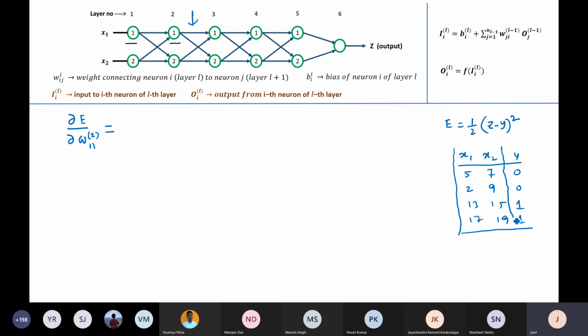x1 and x2 are basically your feature vector, and y is the class label, the output label. By sample, I mean one particular row. If you consider this particular sample, when you are feeding it, x1 in your neural network is going to be 5, and x2 is going to be 7. So when you are applying backpropagation for this sample, you first use 5 and 7, compute the outputs from all the layers, and finally compute z.